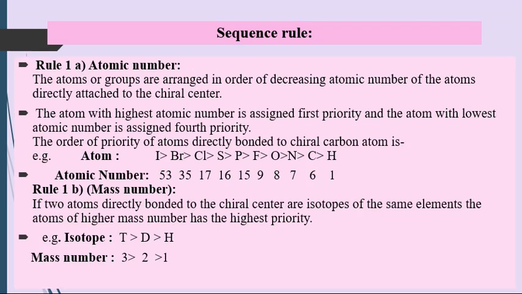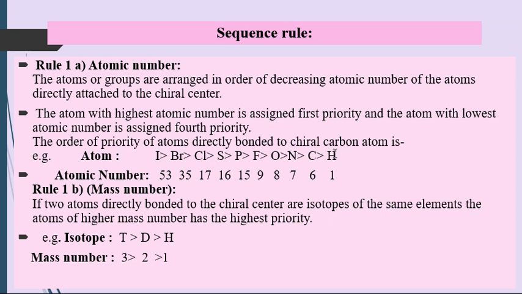Then the sequence rules for determination of configuration. The first rule, rule 1, is atomic number. The atoms or groups are arranged in order of decreasing atomic number of the atoms directly attached to the chiral center. The atom with the highest atomic number is assigned first priority, and the atom with the lowest atomic number is assigned fourth priority, that is, last priority. Then the order of priority of atoms.